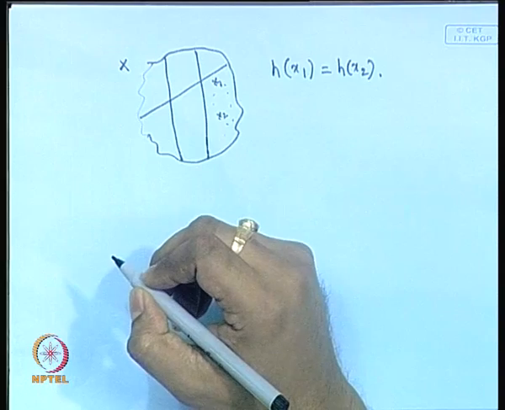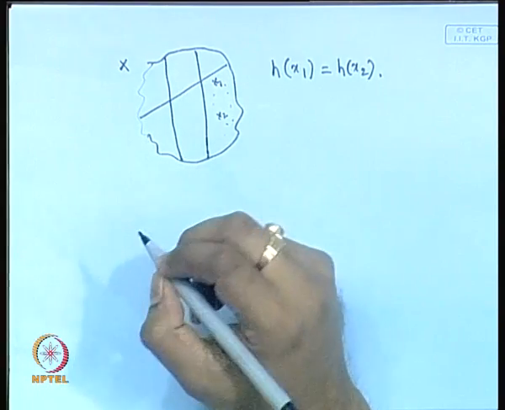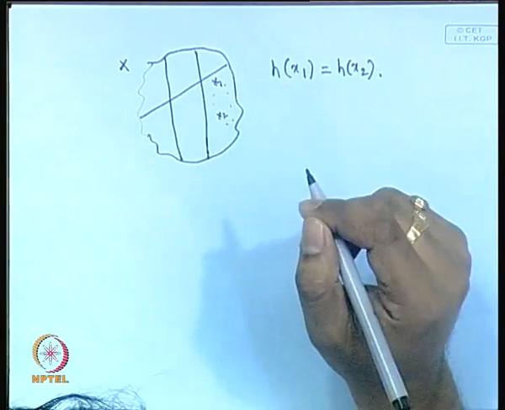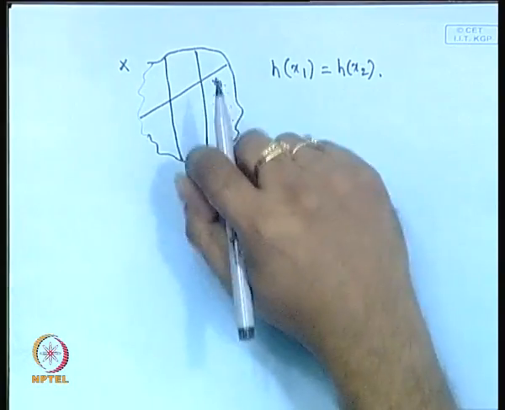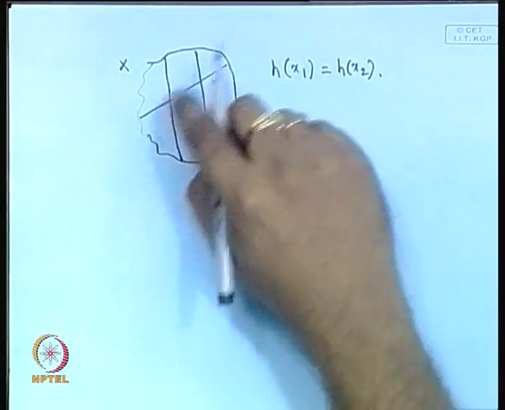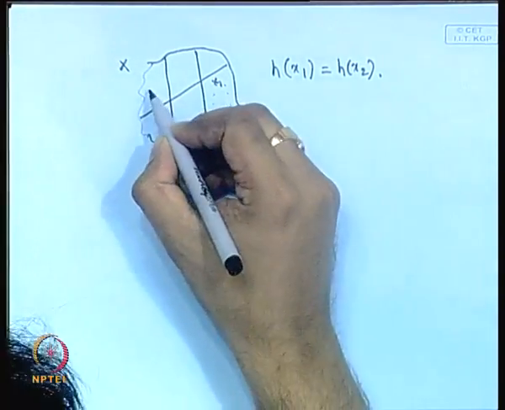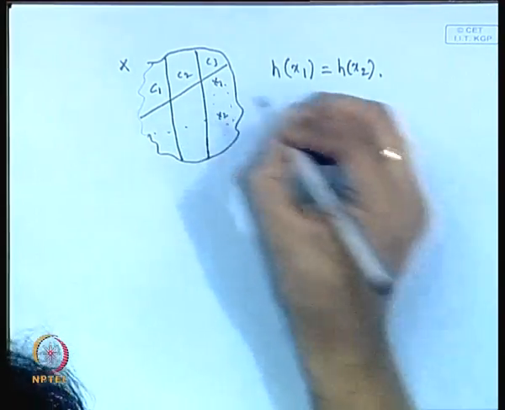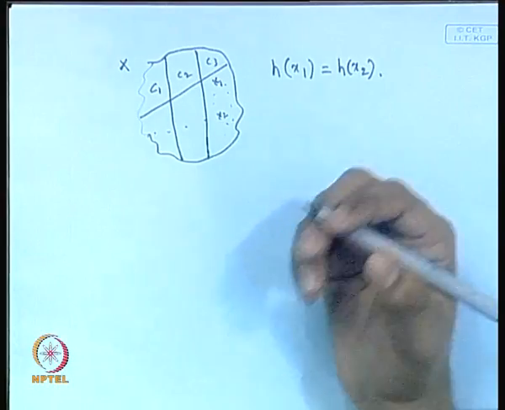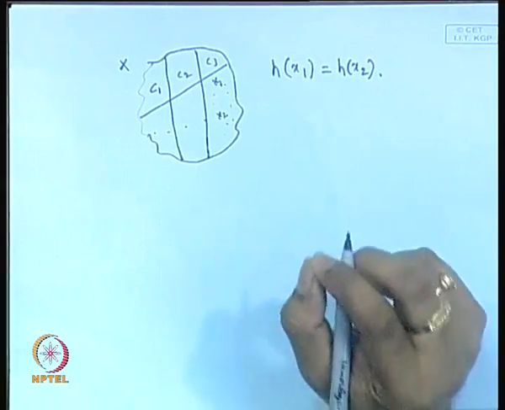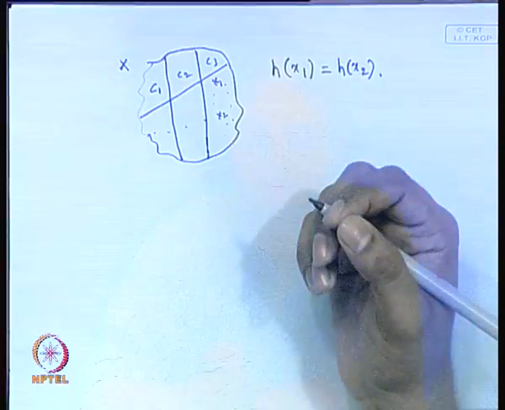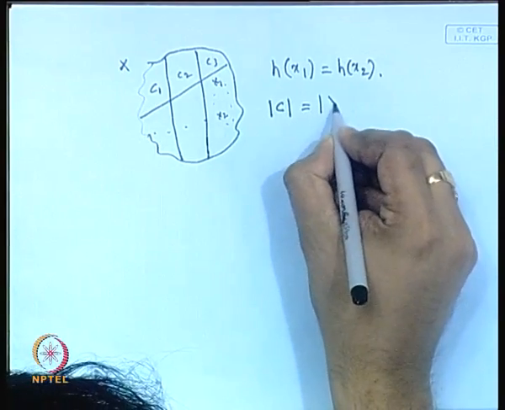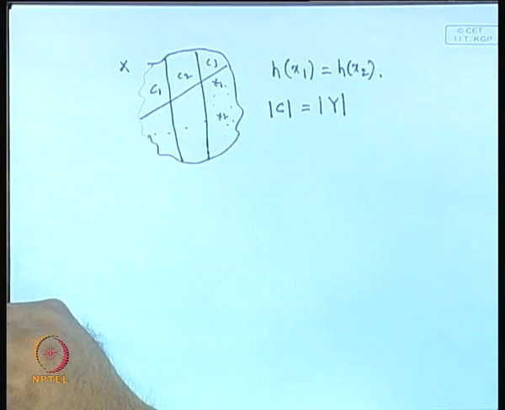Okay, so that is the definition of a partition. Now let us consider how many such partitions there are. The number of partitions, suppose they are all collections, say this is C1, this is C2, this is C3 and so on, will be equal to the cardinality of y, because each partition indicates one particular hash value. So the number of collections is equal to the cardinality of y.